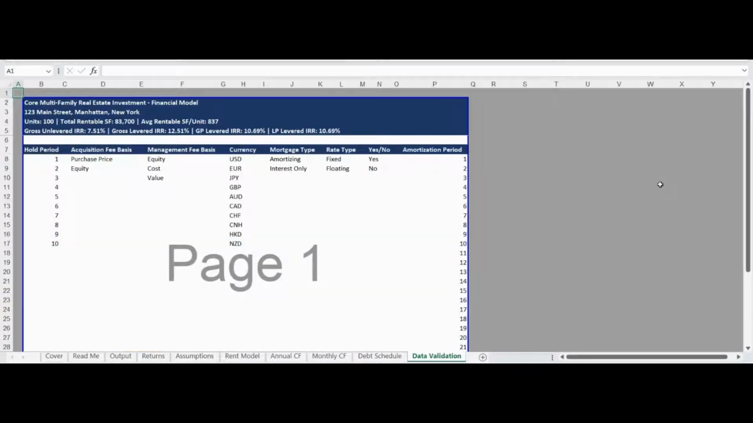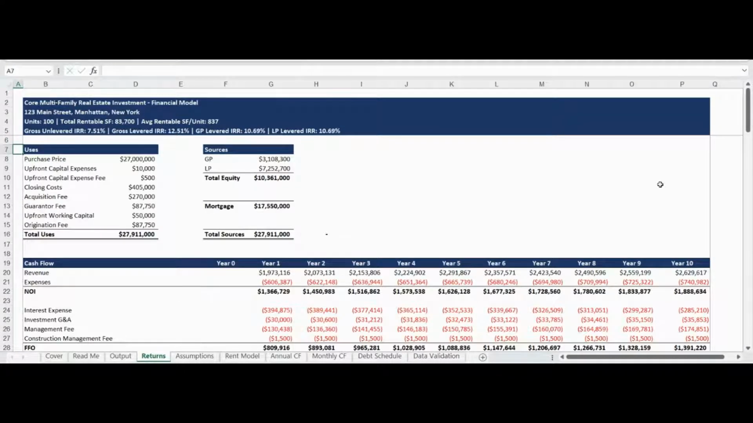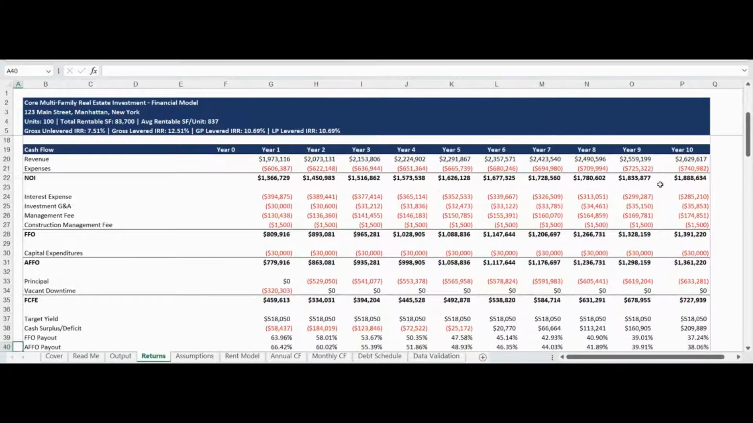The Data Validation tab contains all controlled lists within the model and can be customized to your specific use. The Returns tab begins by providing a detailed sources and uses table showing how funds will be allocated on closing and the sources of funding for the investment. The Sources and Uses table is followed by a summary cash flow for up to a 10-year investment period.